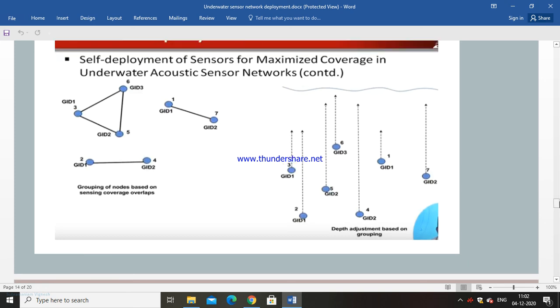Here we see how grouping occurs: grouping of nodes based on sensing coverage overlaps.